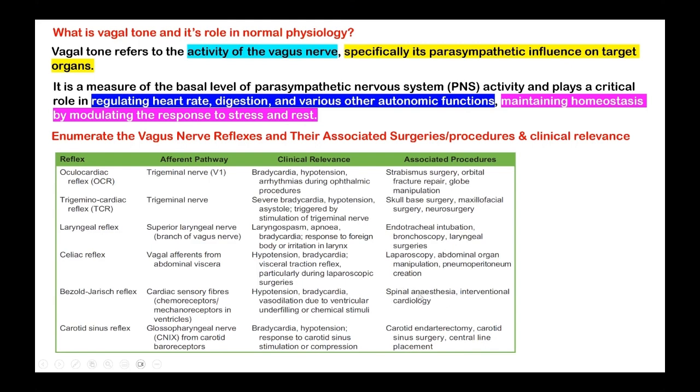One of the important reasons for sudden cardiac arrest after spinal anesthesia is this Bezold-Jarisch reflex, especially in patients who have a high vagal tone. We have to be very, very careful. Interventional cardiology also can produce this. Then the carotid sinus reflex, where the afferent is the glossopharyngeal nerve from the carotid receptor, which will also result in bradycardia and hypotension. Carotid endarterectomy, carotid sinus surgery, and central line placement also sometimes can produce this. So these are all the situations where we encounter this.